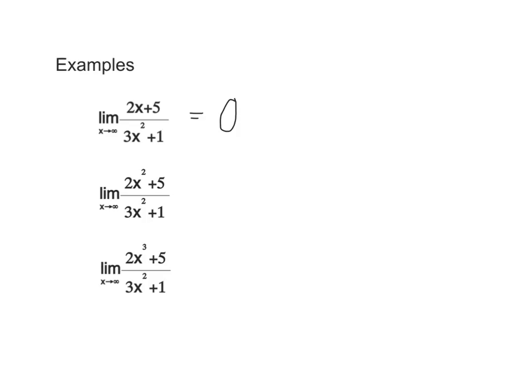In the second one, the exponents are the same, so the degrees are the same. I'm going to use the ratio of the leading coefficients, the 2 and the 3. This asymptote and limit is 2/3. And finally, in the last one, the degree is higher in the numerator. That means this limit doesn't exist. And apparently, this particular function does not have a horizontal asymptote.